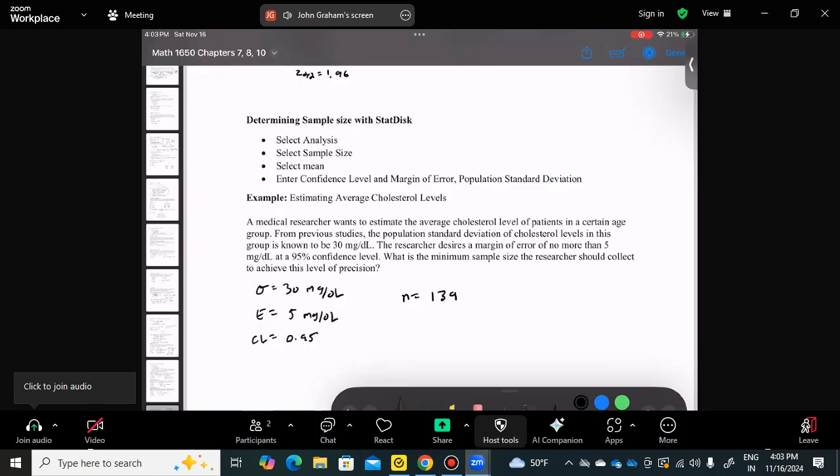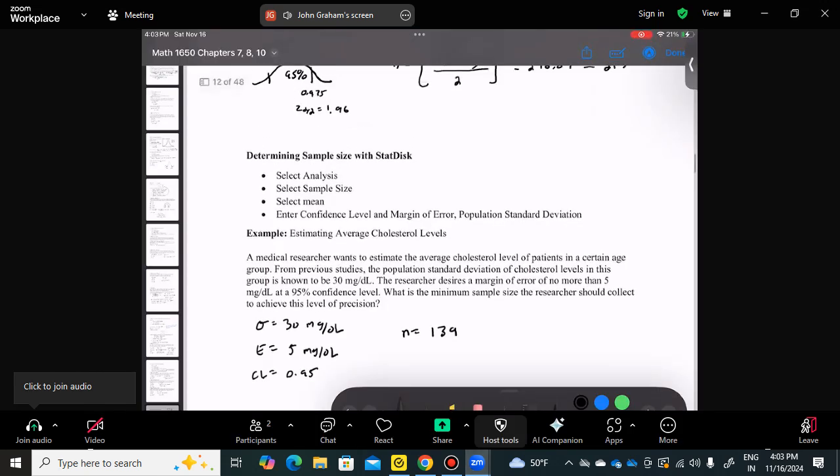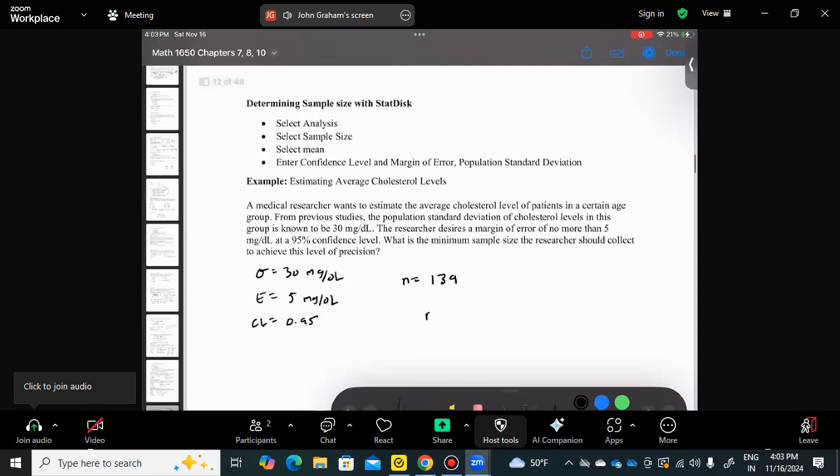And if we used the formula, n equals 1.96, because it's still the same confidence level, times 30 over 5, and then everything squared, we get 138.3, which rounds up to 139. Okay, we always round up.